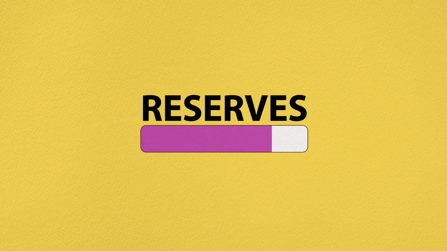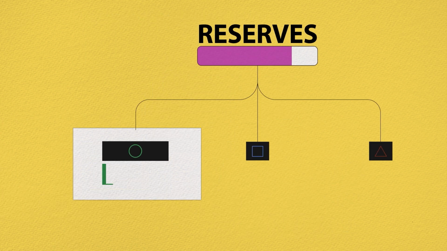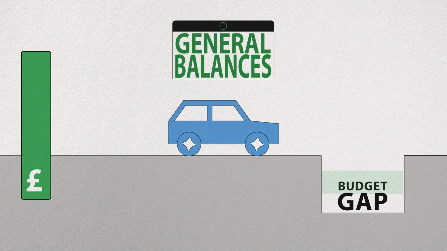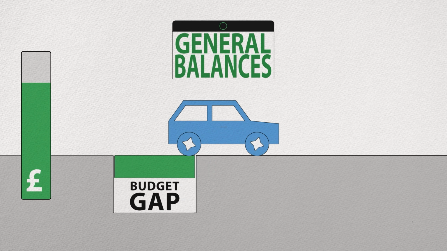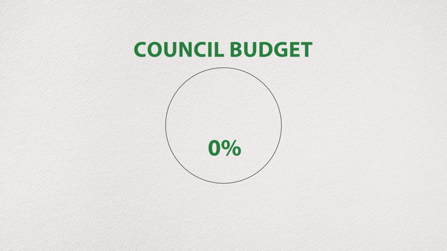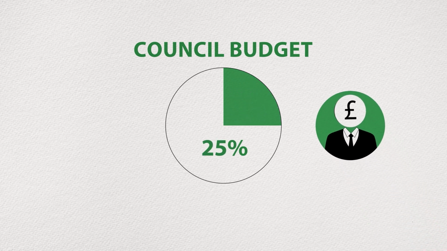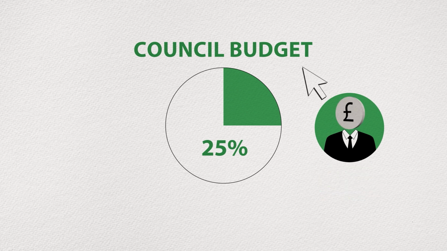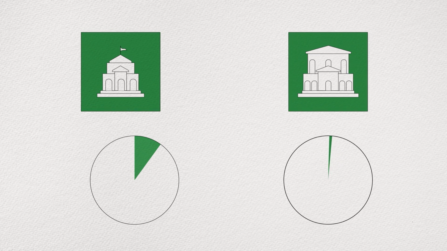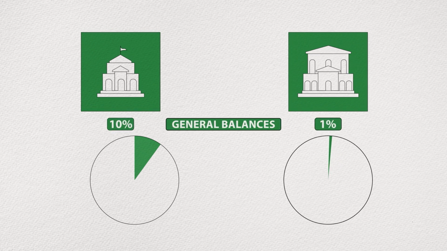Reserves can be split into three main categories. Unallocated reserves, or general balances, can help to smooth uneven cash flows and act as contingency funds to cover the impact of unexpected events. There's no legislation dictating what proportion of a council's budget needs to be held as a general working balance. The level is recommended by the Chief Finance Officer and should reflect the level of financial risk that the council faces. Smaller authorities may hold a higher percentage of general balances compared to their net revenue budget.